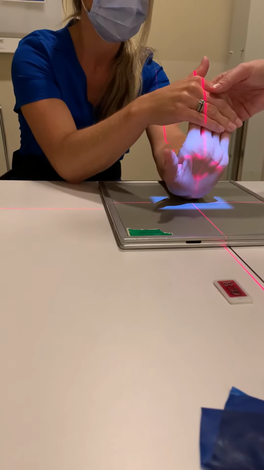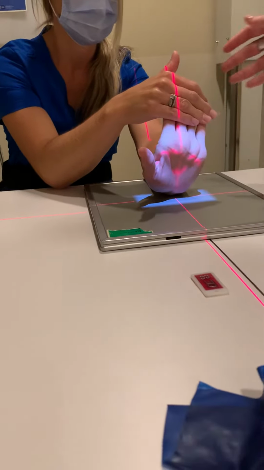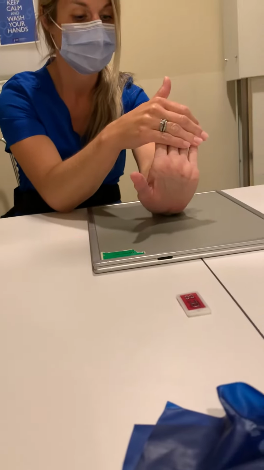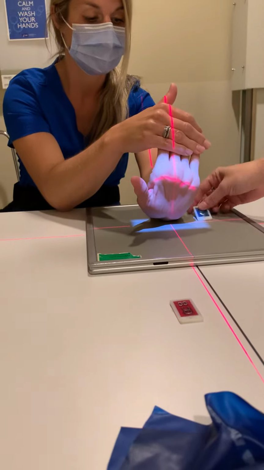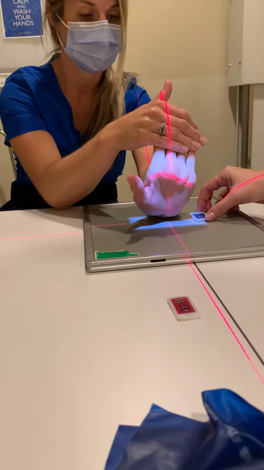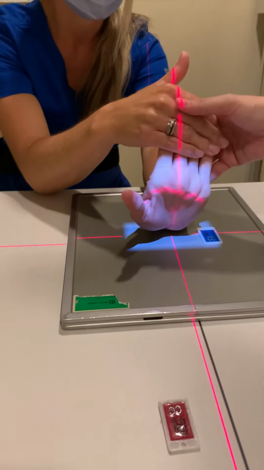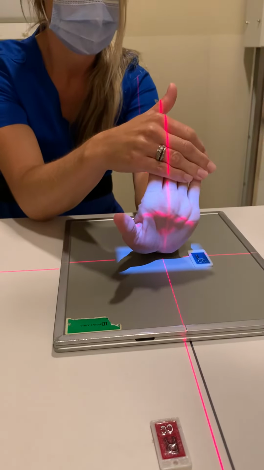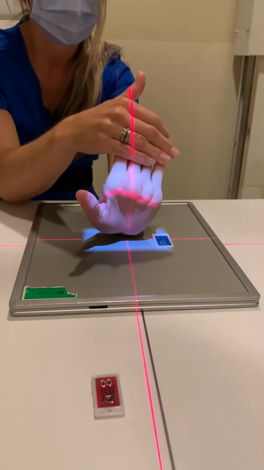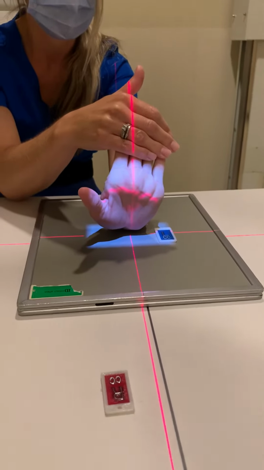The patient has their hand flexed back so that the carpal canal shows, and you will see right at the center of the IR the little arch of the carpal canal. We're going to put a marker in the light field and we're ready to take the picture.